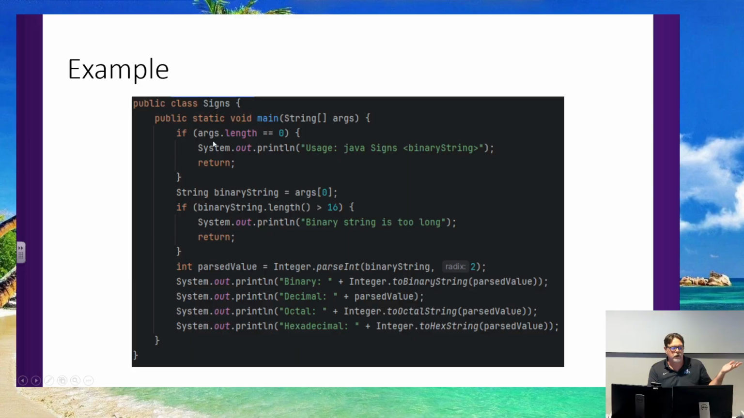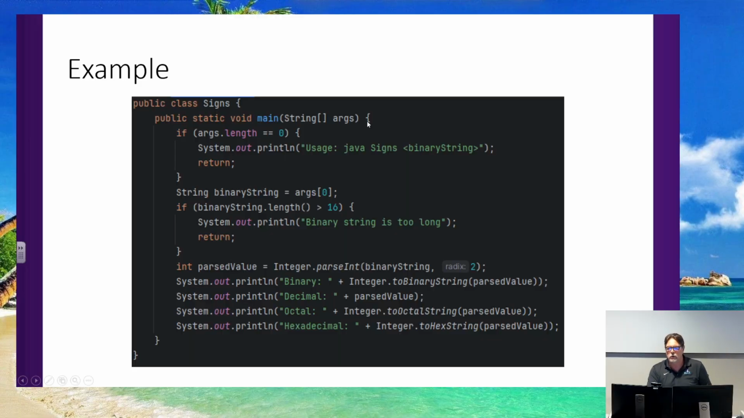So if I say, is the length of the args array 0? That says, did you pass in any parameters? If you didn't pass in any parameters, then I'm going to give you a friendly message that says, this is how you should have called this program: java, the name of the program, and a binary string of digits. So I'm expecting you to type in all character 0 or character 1, but they're characters. Okay, so they get the error message, they try again.